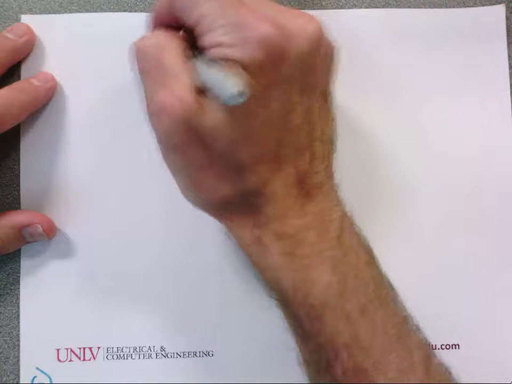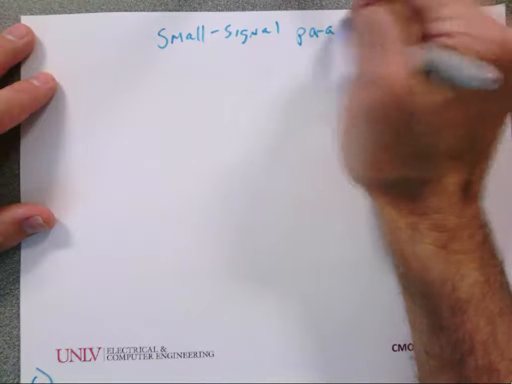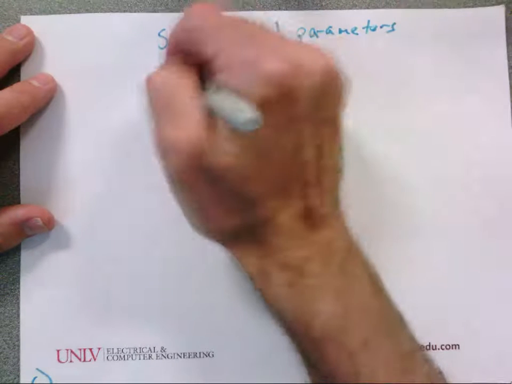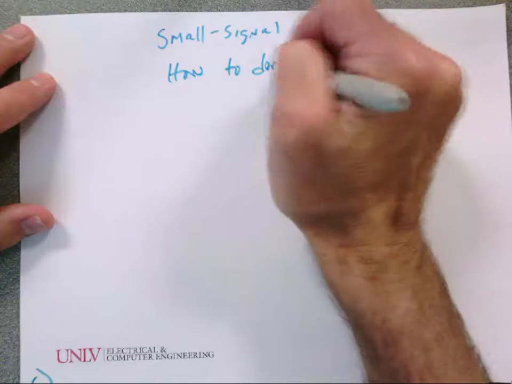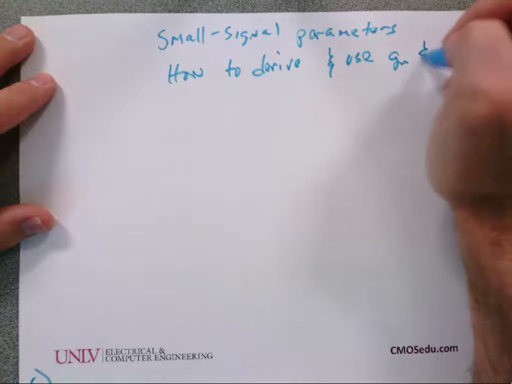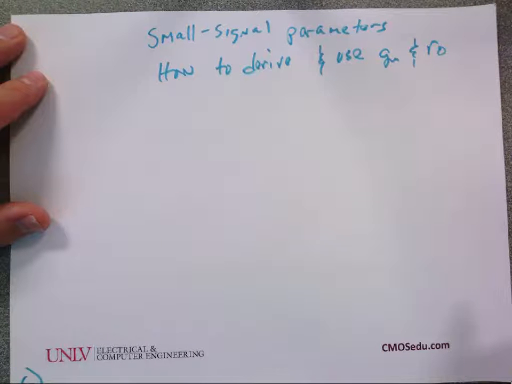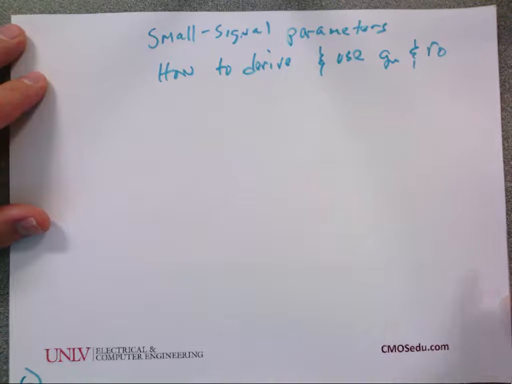Yeah, those equations, but we also talked more about small signal parameters: how to derive and use GM and R out. So let me give you an example. Show how to derive the transconductance of the PMOS transistor, GMP. I'm going to do it for you. You do the following.